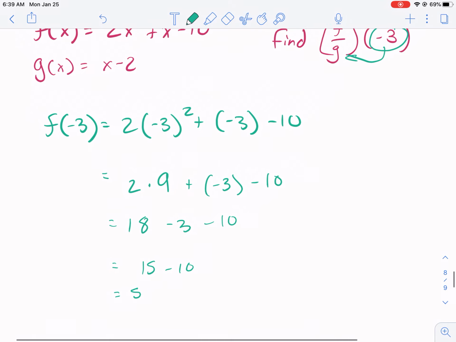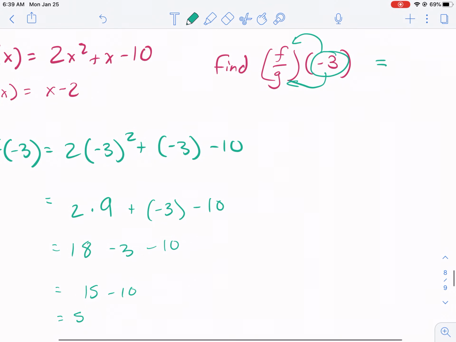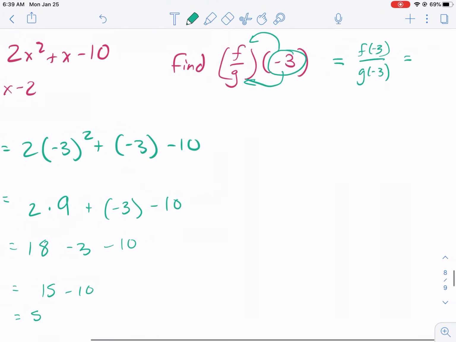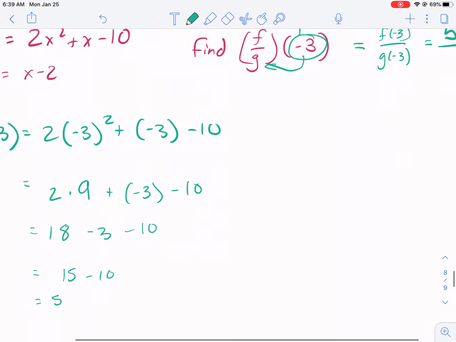That is equal to f of negative 3. So we're going to keep this in mind because this is equal to f of negative 3 divided by g of negative 3. And now we figured our first clue. f of negative 3 is equal to that value. So we have the top part done.